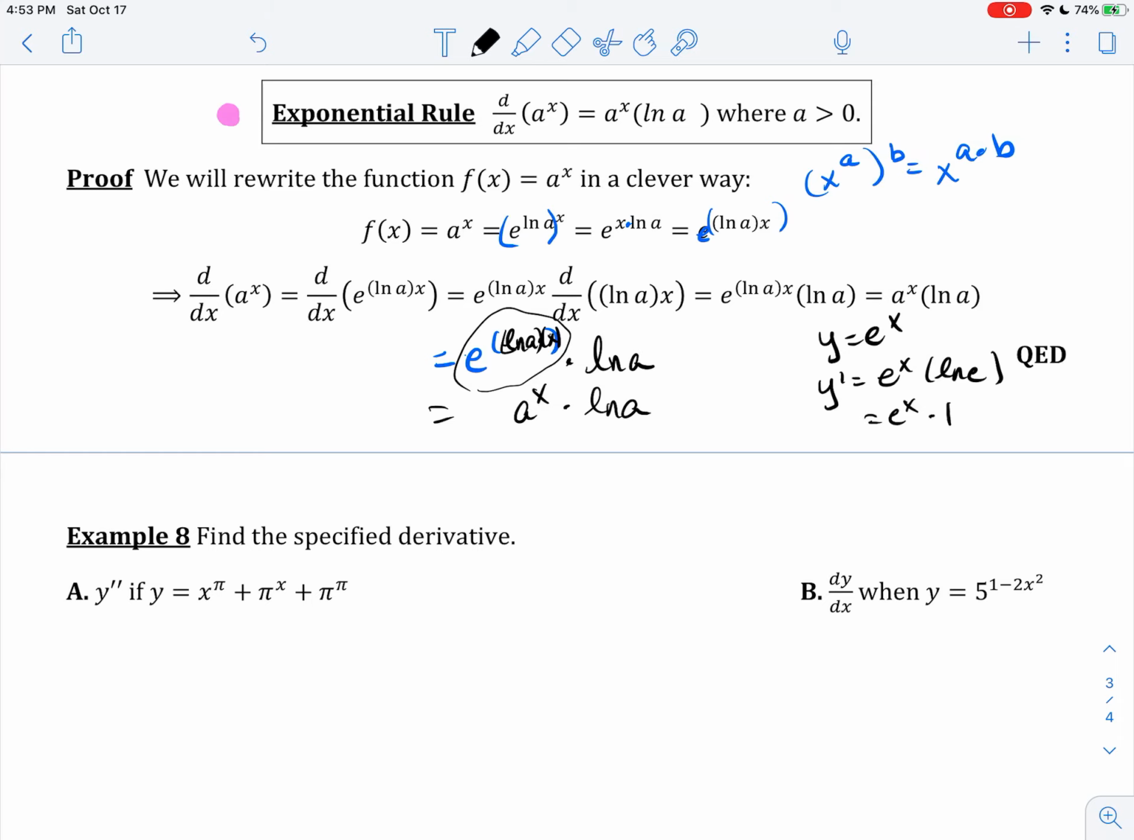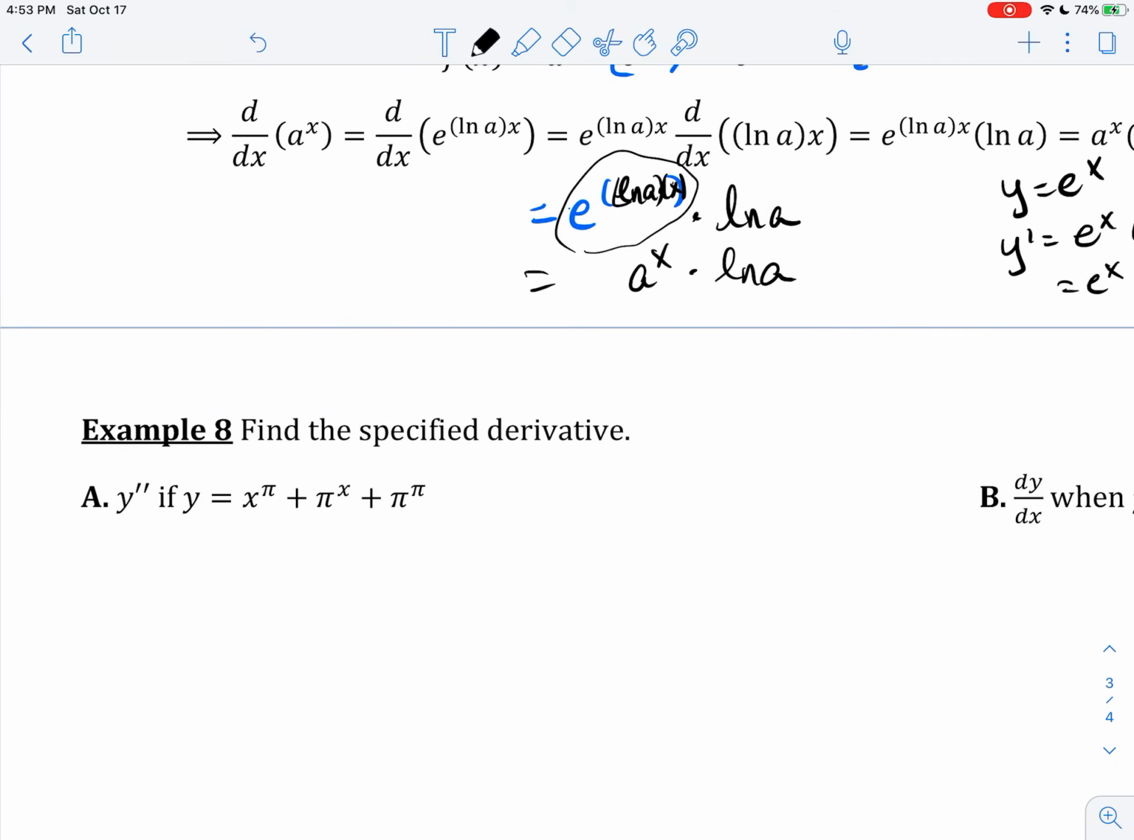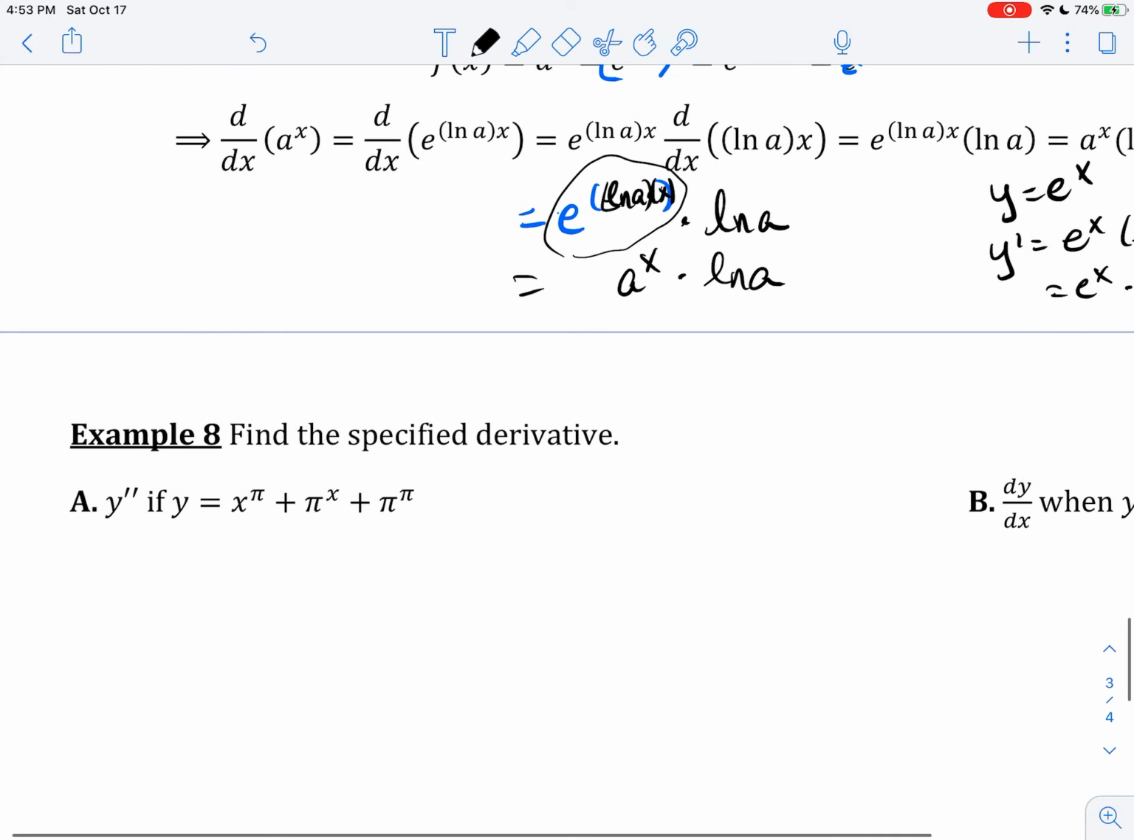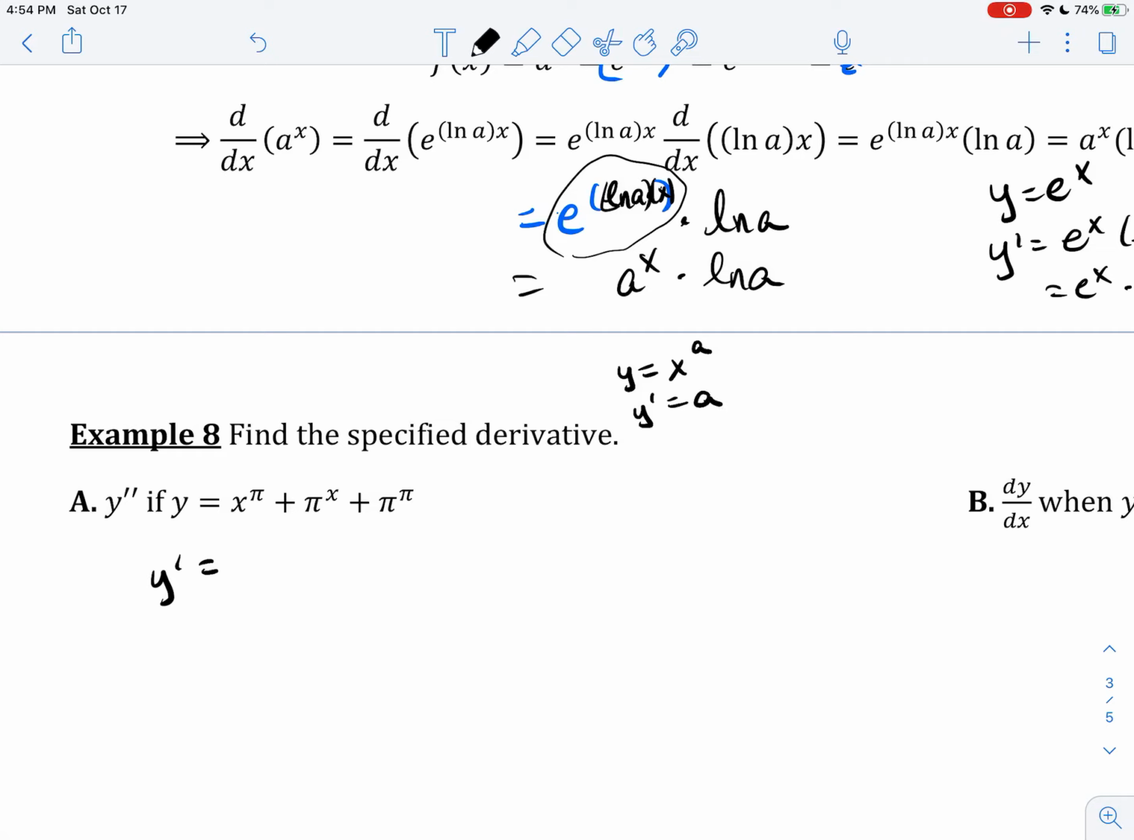So in the first one, in part A, it says find the second derivative. So first let's find the first derivative, because we know that the second derivative is going to be the derivative of the first derivative. And we know that the derivative of a sum is the sum of the derivatives. We have the rule: y equal to x to a number, then y prime is going to be take the exponent down and subtract 1.